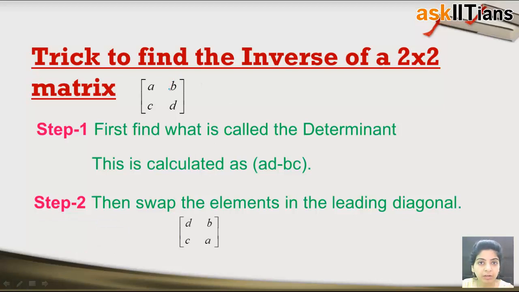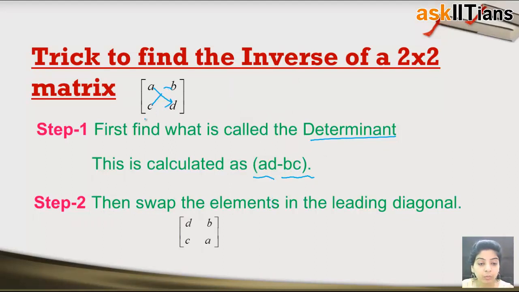If you remember, we discussed this concept in the previous session also, in that of adjoint. A similar trick holds true in case of inverse. So what do I do? First of all, calculate the determinant. Determinant is this into this minus this into this, so we get determinant as AD minus BC, right? Then what do we do? We swap the elements in the leading diagonal.